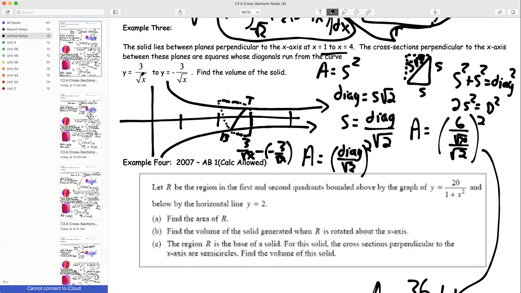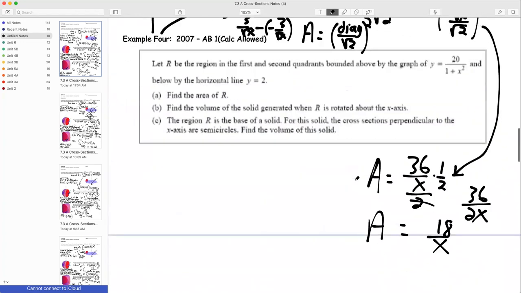And I would get 6 over the square root of x. Or you could do the top minus the bottom, and it will give me all of that. But how do we know it's that point? It's at any point. This is just a generalized formula that gives you the diagonal for any point between 1 and 4. Wait, we still need to find the volume, right?